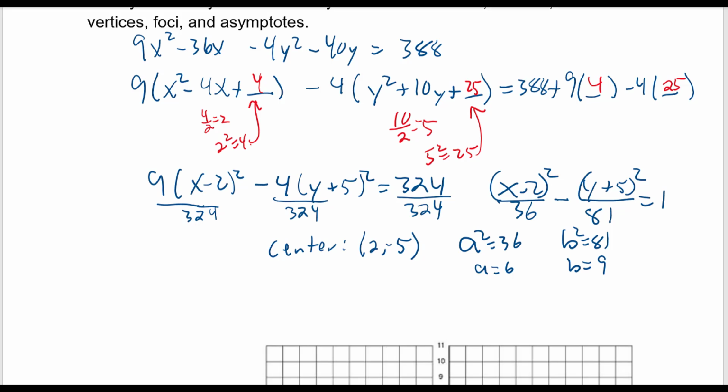And what do we have so far? Let's see, so we have our center, our vertices are going to be, so the x part's the positive part. So we're going to have 2 plus 6, comma, negative 5. 2 minus 6, comma, negative 5. So that's going to be (8, negative 5) and (negative 4, negative 5).